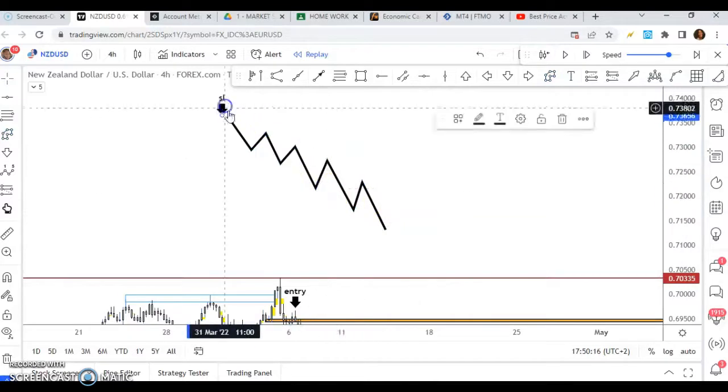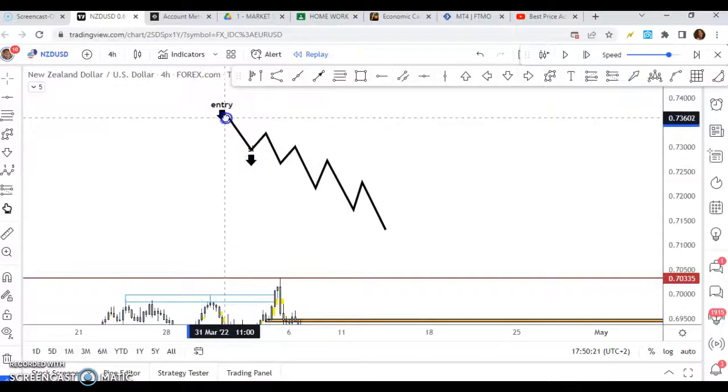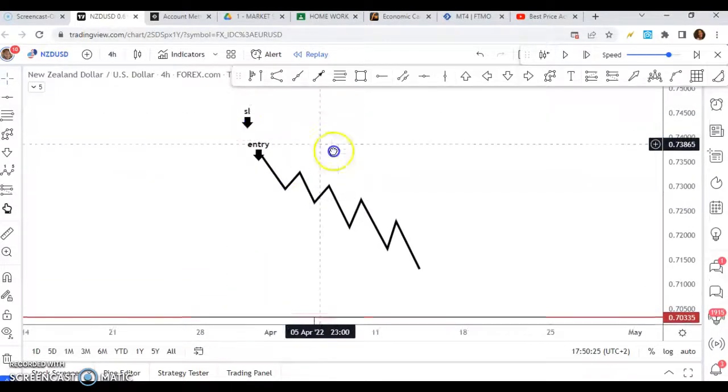You know, you're waiting for the breaks and close below the swing lows. And this is for a downtrend. It's the opposite, obviously, for an uptrend. So you just reverse it.